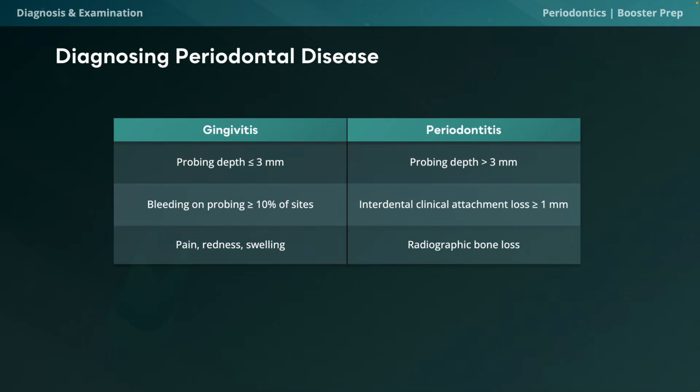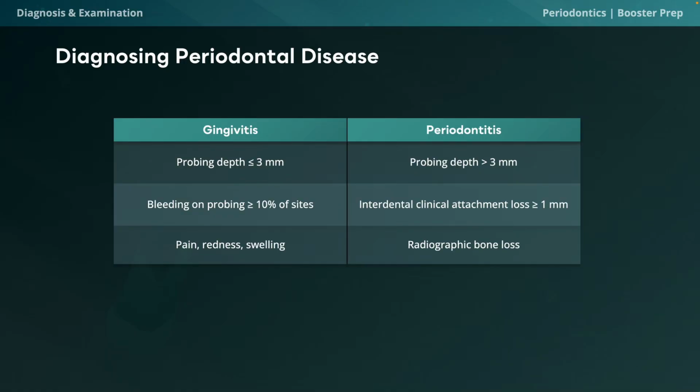Now, we're going to go through diagnosis in a more detailed video later on, so I'm going to keep it brief here. A diagnosis of gingivitis consists of probing depths less than or equal to 3 millimeters, bleeding on probing in at least 10% of the sites, and sometimes pain, redness, and swelling because of the inflammation, of course. A diagnosis of periodontitis consists of probing depths greater than 3 millimeters, which just means there's clinical attachment loss. So there's CAL of at least 1 millimeter, and there's radiographic evidence of bone loss as well.